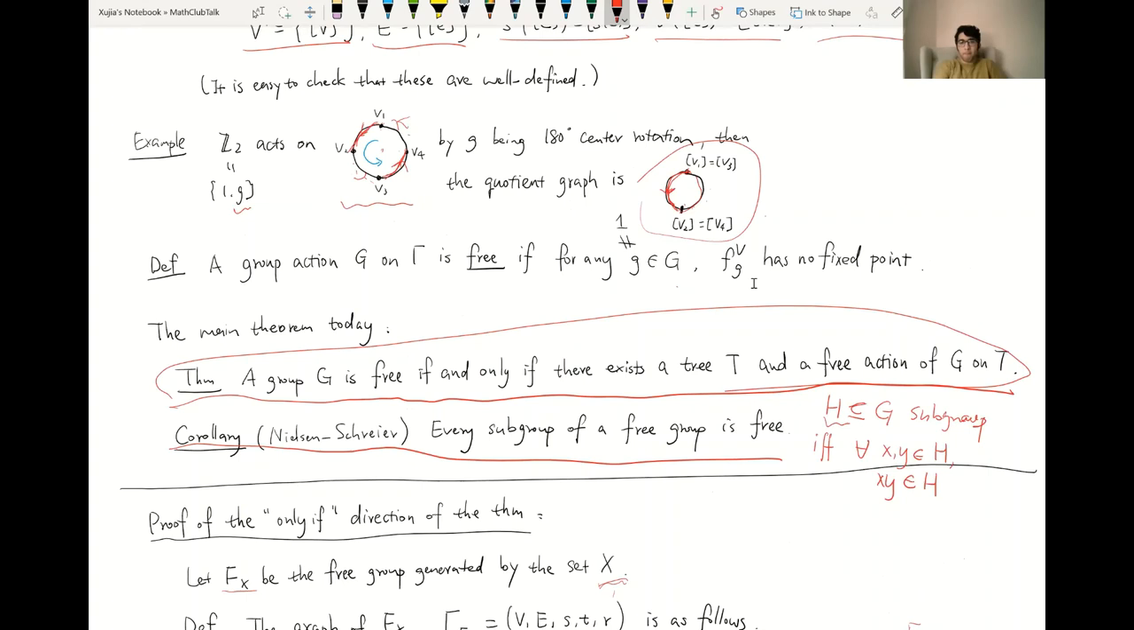Okay, I have a question. Could you go over the example that you didn't have enough time to go over? You mean this? The nice graph. Yeah. Thank you.